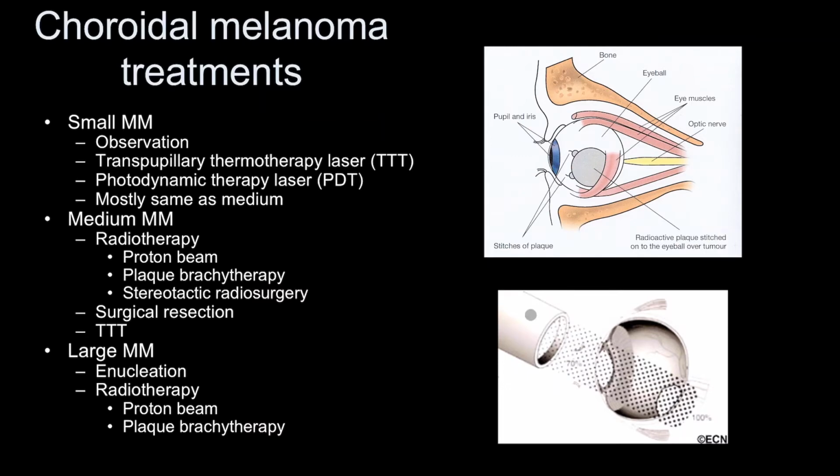Proton beam radiotherapy is depicted here, where radiation is beamed from a device from the front of the eye to the back of the eye. Stereotactic radiosurgery has also been done, which is similar to the proton. And then surgical resection can be done. Sometimes laser is added in. For large melanomas, generally speaking, most are enucleated, though some can be treated with proton beam or plaque brachytherapy as well.